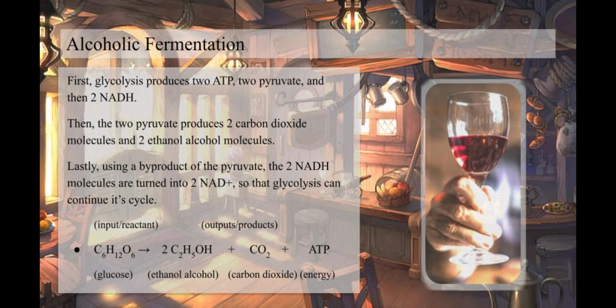First, glycolysis produces 2 ATP, 2 pyruvate, and then 2 NADH. Then the 2 pyruvate produce 2 carbon dioxide molecules and 2 ethyl alcohol molecules. Lastly, using a byproduct of the pyruvate, the 2 NADH molecules are turned into 2 NAD+, so that glycolysis can continue its cycle. The chemical equation for alcoholic fermentation is glucose produces ethyl alcohol, carbon dioxide, and energy.